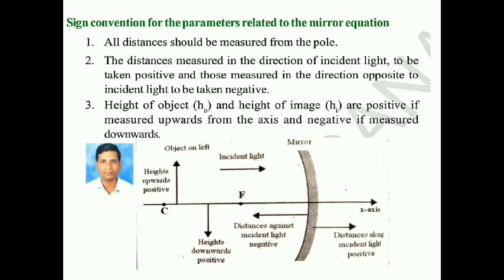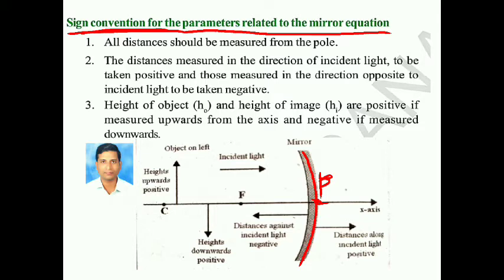Sign convention rules for the parameters related to the mirror equation. Here this is a mirror and this point is the pole. There are three rules in sign convention.